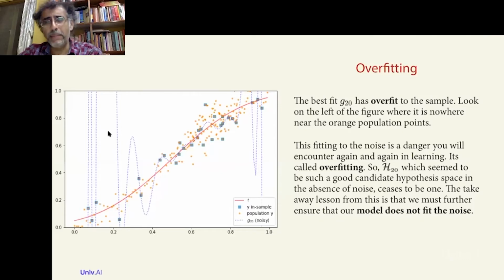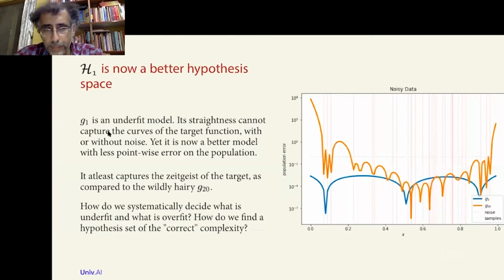But even if your sample is representative, if you construct a model which has so much wiggle room, 20 parameters to wiggle all over the place, you will try and fit to those exact points. And you might get into trouble on the other points. So the takeaway lesson from this is that we must ensure that our model does not fit the noise. And in fact, now H1 is a much better hypothesis space.